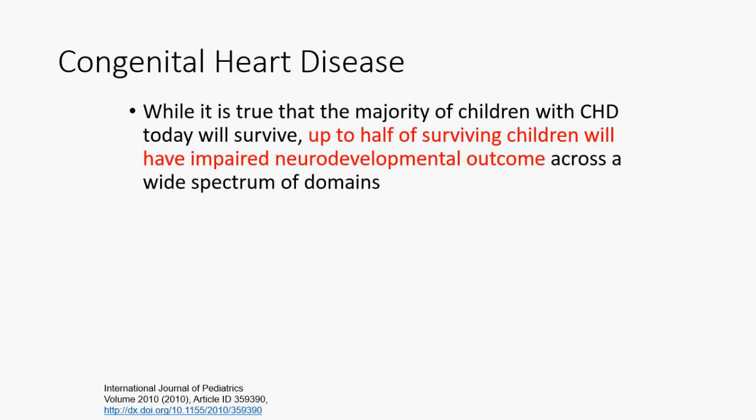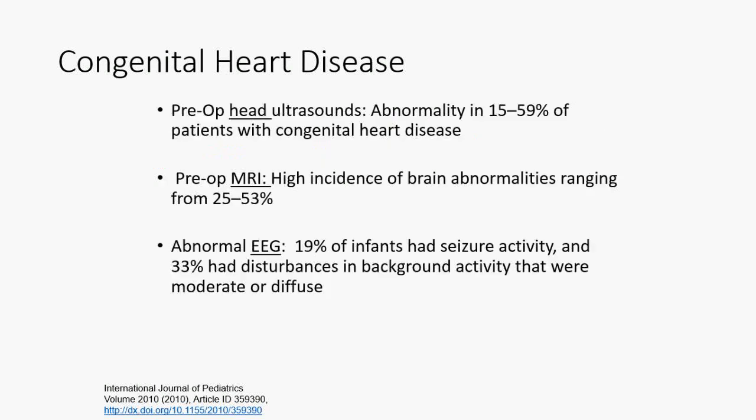So I talked a little bit about congenital heart disease, and this is an interesting article, a nice review article from 2010, talking about neurological outcomes in congenital heart disease. And I love this quote where it says, while it's true that the majority of children with congenital heart disease will survive, up to half of the surviving children will have impaired neurological outcomes. And this is across a wide spectrum of domains and diagnoses.